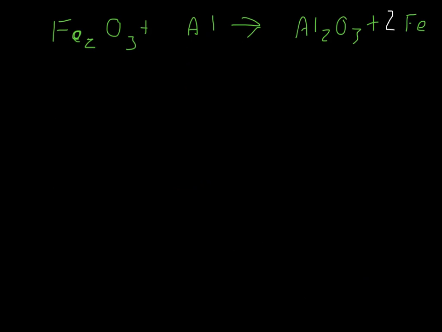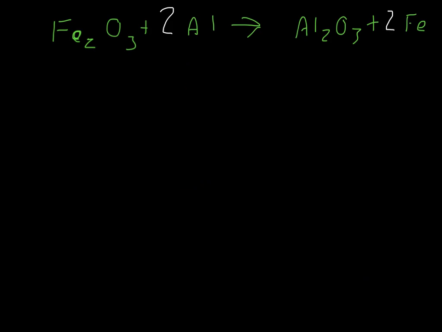Our oxygens, on our left side we have 3. On our right side we also have 3, so that's good. We don't need to do anything to change that. For our aluminums, we have only 1 on our left side, while we have 2 on our right side. So we could add in a 2 right there, and now we've balanced our aluminums. So now our equation's balanced. Let's go ahead and make this into a stoichiometry problem.